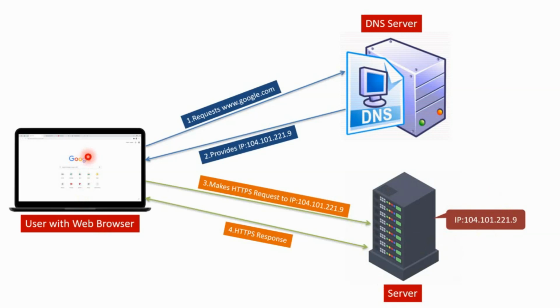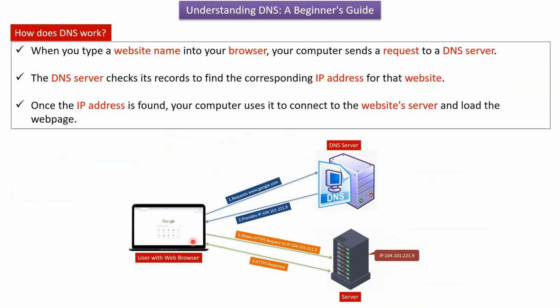When you type a website name into your web browser, your computer sends the request to the DNS server. The DNS server checks its records to find the corresponding IP address for the website. Once the IP address is found, the DNS server sends the IP address to your computer. Your computer uses the IP address to connect to the website's server and load the web page.